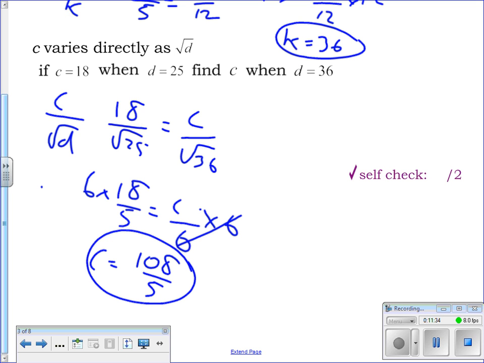Yes? If you cross multiply, you'd still get the same thing. No, what I'm saying is the 6 and the 18 would not reduce when you cross multiply, because they're not over each other. There's an equal sign in between. You're not multiplying them, you're cross multiplying. Other questions?